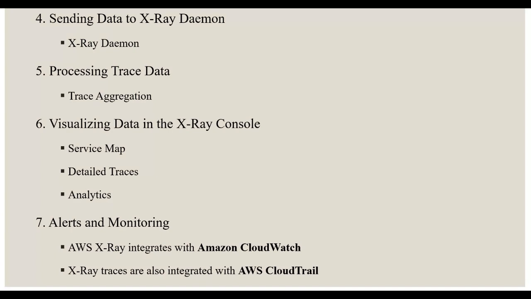So visualization can occur in three ways: service map, detailed traces, and analytics. The service map shows the flow of requests across services and performance.